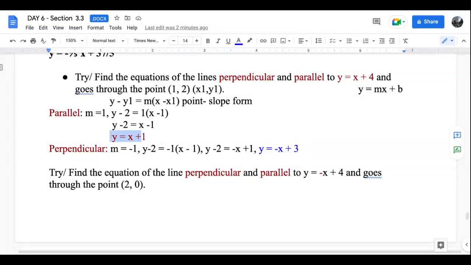You see this line and this line also perpendicular to each other, right? Because one slope is 1, one slope is negative 1. Negative 1 times 1, which is negative 1.